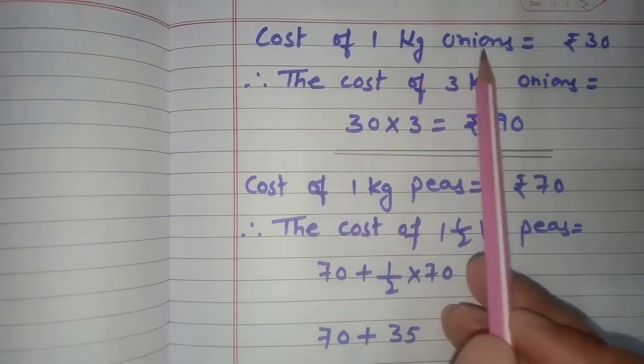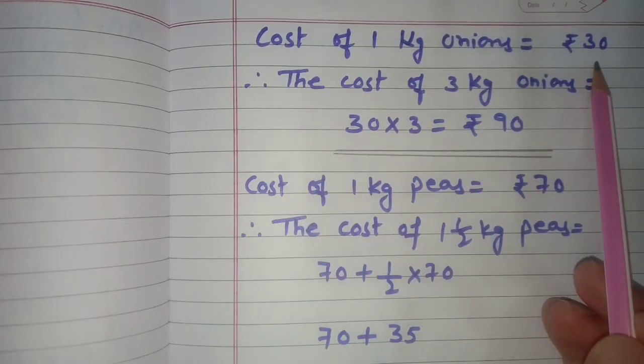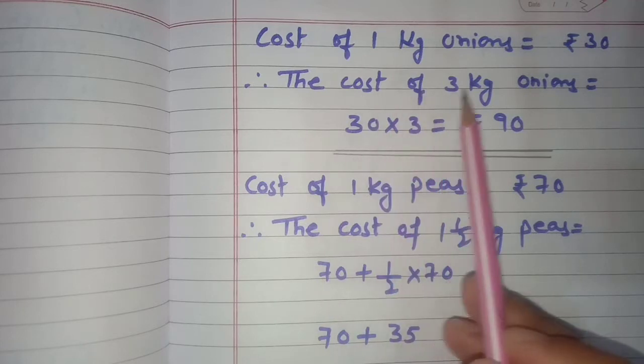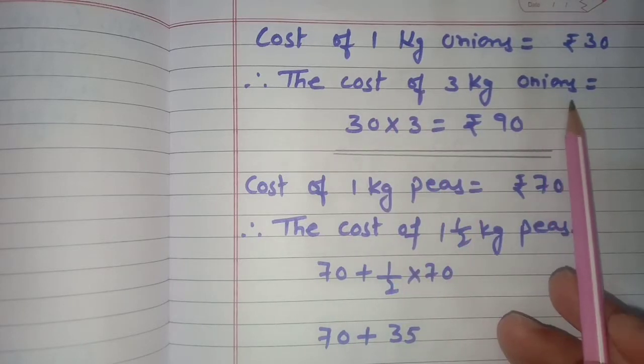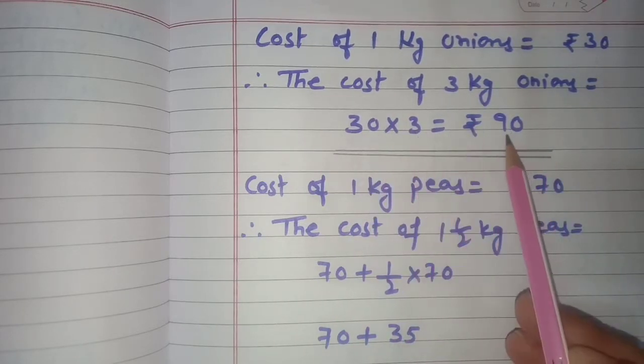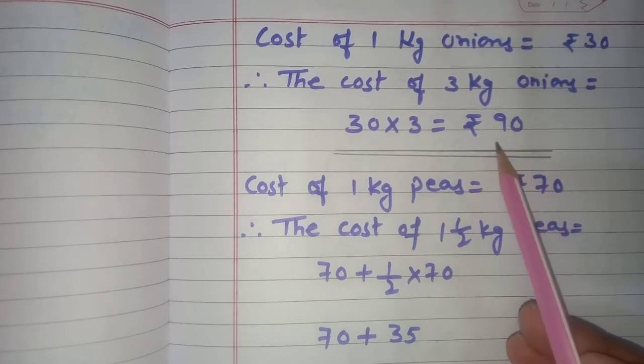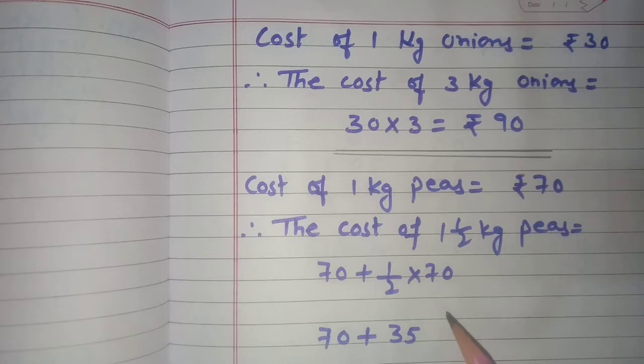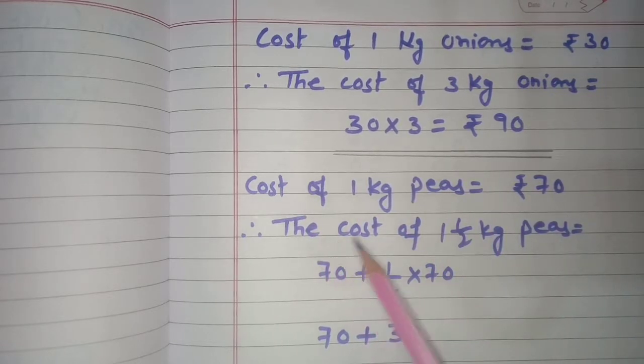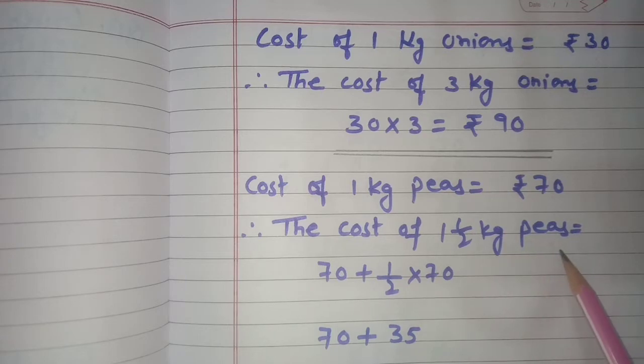So the cost of 1 kg onions is given, that is rupees 30, and you can easily find the cost of 3 kg onions by multiplying. So 30 multiplied by 3 will be rupees 90. It means she bought 3 kg onions for rupees 90. Next is peas. So she bought 1.5 kg peas. So the cost of 1 kg peas is given and we will find the cost of 1.5 kg peas.